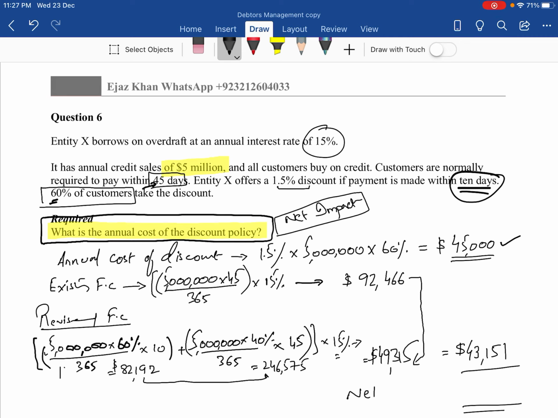So the net cost of discount will be the difference of the two, 1,849. Since we are not required to take a decision, but if in case we were to take a decision, we would have rejected it, because giving discount will reduce the profit of the company by $1,849.